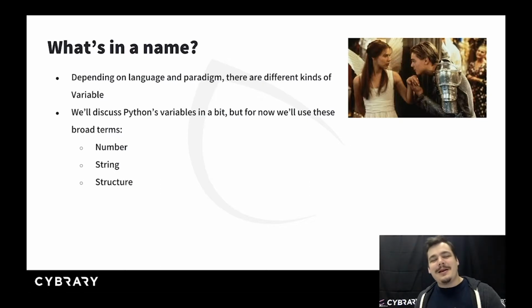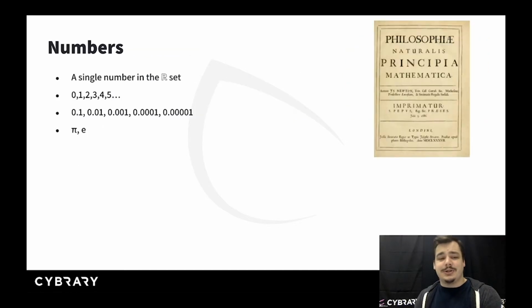Depending on the language and the paradigm, like I said, there are a lot of different kinds of variables, and different people will disagree about what constitutes each type of variable and whether or not you can even have a generic variable. What's important to understand here is that all we're really trying to describe are bins for the types of variables. So we're going to discuss Python's in a few lessons. We're going to spend very long times in each of the Module 2 lessons deep diving the different types of Python variable. But for now, we're just going to use the broad terms of number, string, and structure.